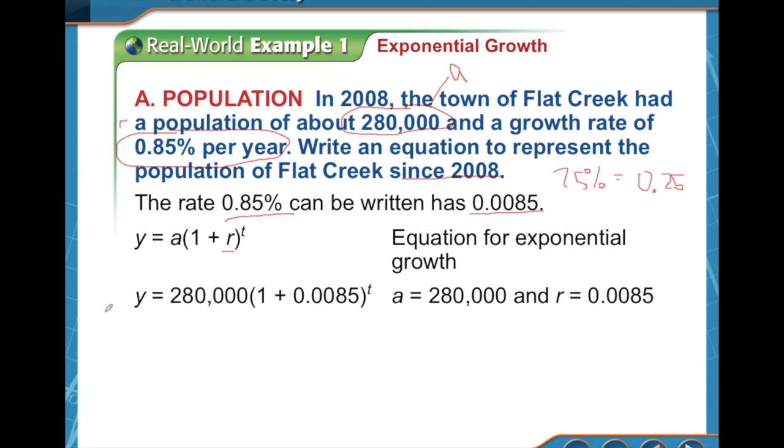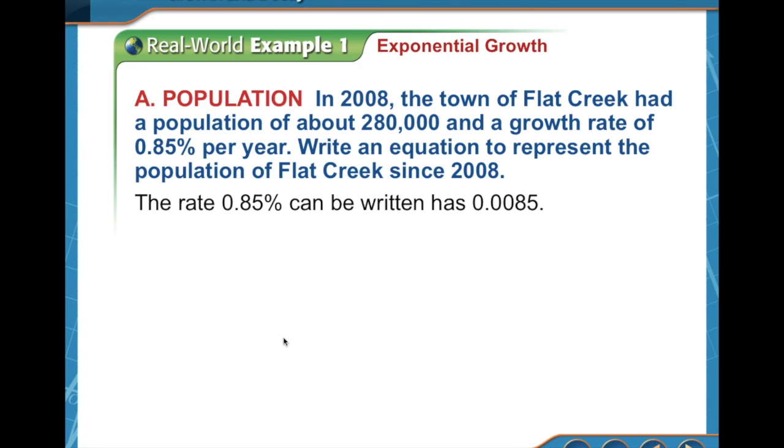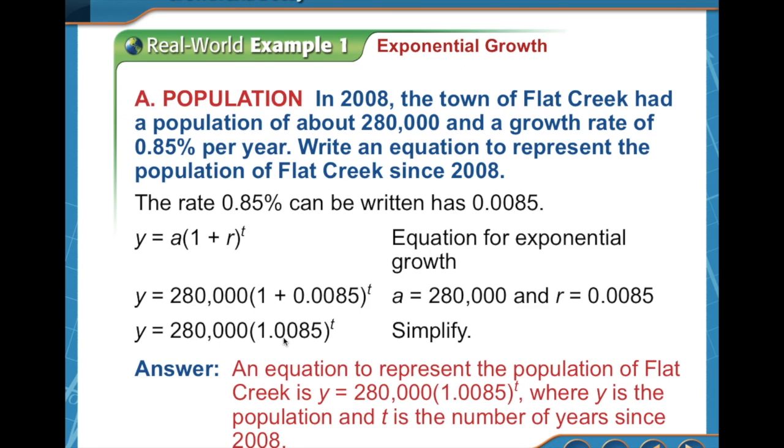And this will represent our equation when we plug in those pieces. We can simplify it one more time just by adding 1 and our decimal, which gives us 1.0085. Everything else stays the same. So that is actually our answer. They're only asking us this time to write our equation, not to actually evaluate anything.